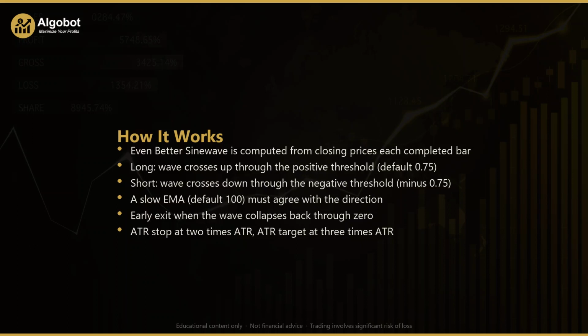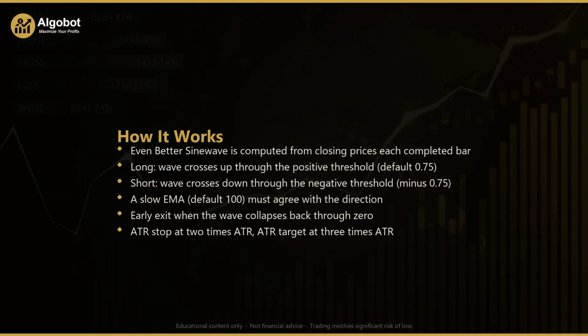When the wave rises from at or below that positive threshold to just above it, the strategy reads this as an uptrend engaging, and it prepares a long. When the wave falls from at or above -0.75 to just below it, that's a downtrend engaging, and it prepares a short. Notice that the strategy is looking for a fresh crossing, not simply a high reading. So it responds to the moment the trend commits rather than to a level that has already been reached.